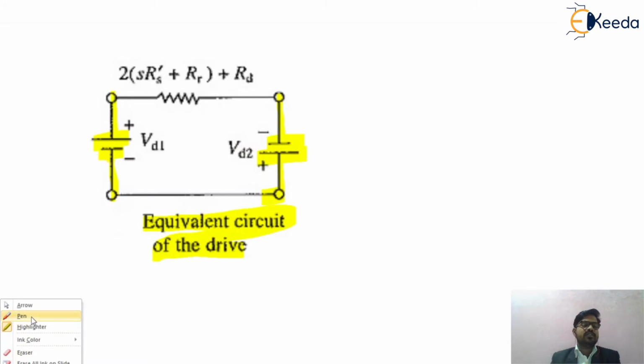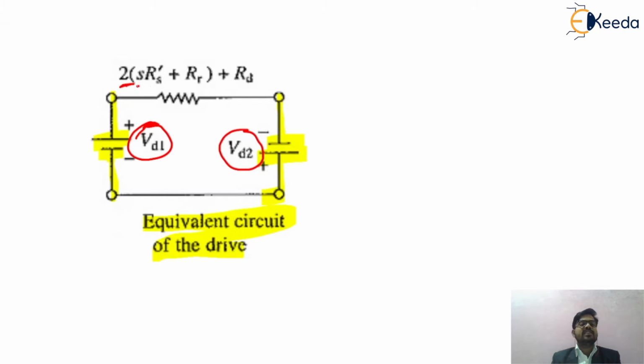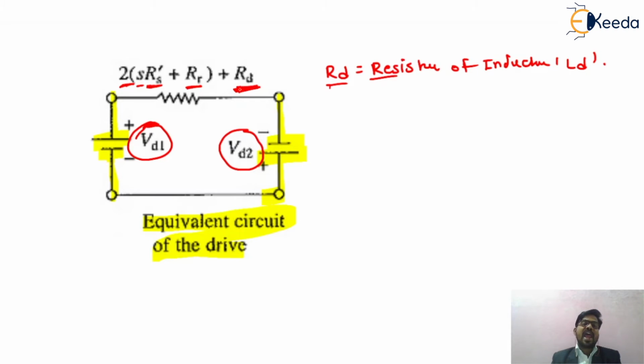So as we have this term, VD1, that is the first converter voltage, and the second converter voltage, we can get this term, 2 times S into R dash S, where R dash S is the stator resistance referred to the rotor, RR is the rotor resistance, and RD is the resistance of the inductor circuit, the resistance of the inductor LD, that is the DC link inductor.